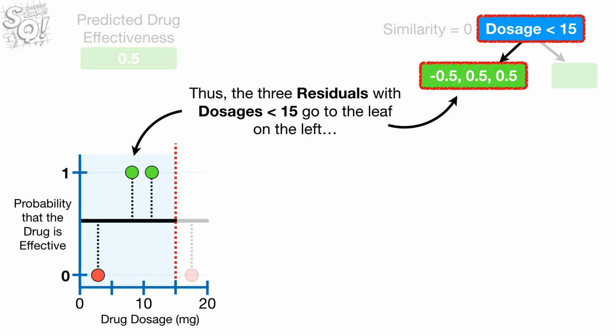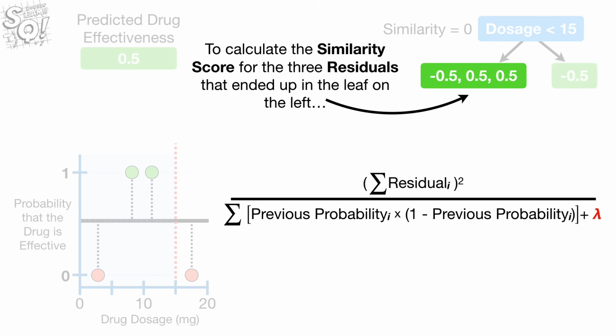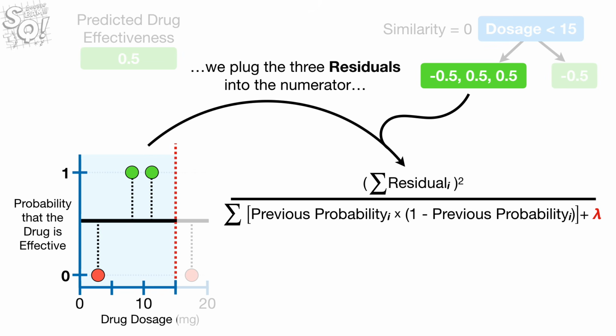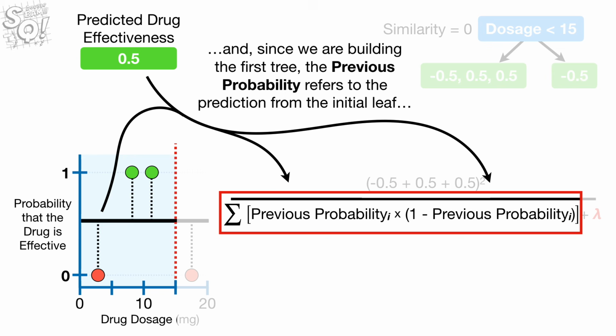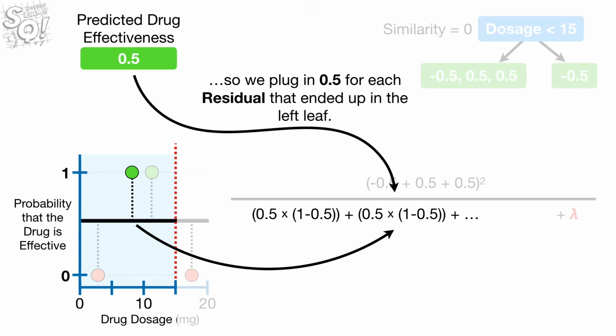Thus, the three residuals with dosages less than 15 go to the leaf on the left, and the one residual with dosage greater than 15 goes to the leaf on the right. To calculate the similarity score for the three residuals that ended up in the leaf on the left, we plug the three residuals into the numerator, and since we are building the first tree, the previous probability refers to the prediction from the initial leaf. So we plug in 0.5 for each residual that ended up in the leaf.